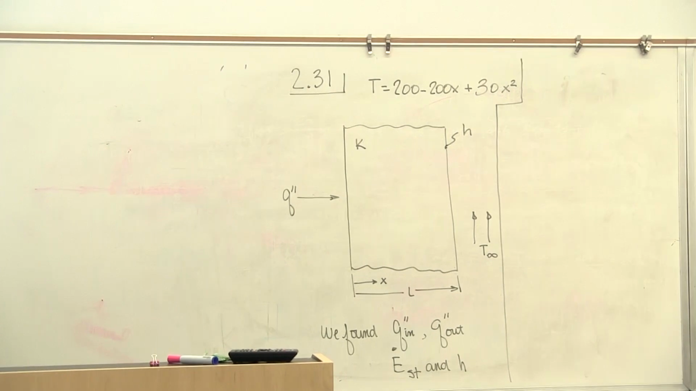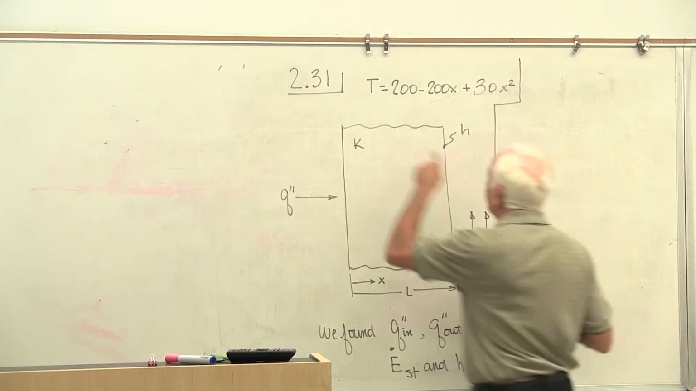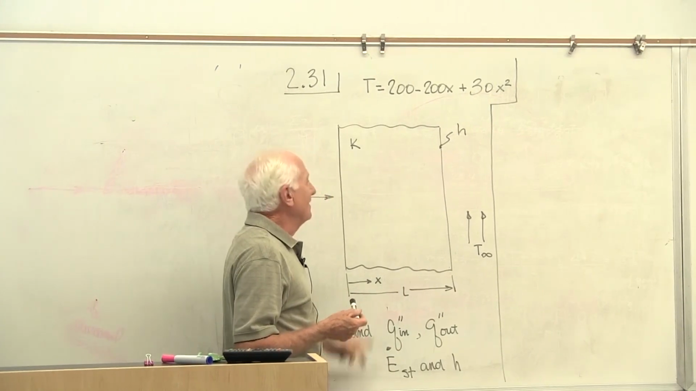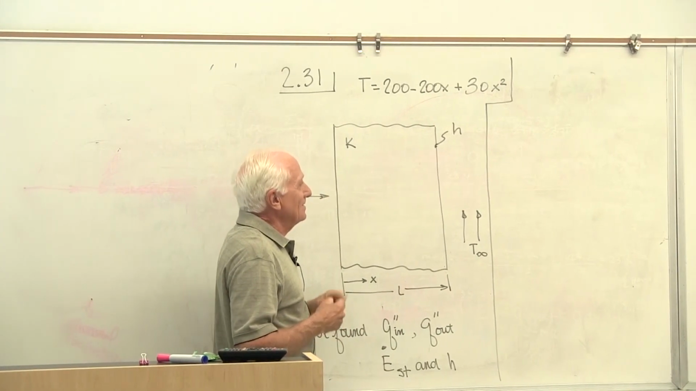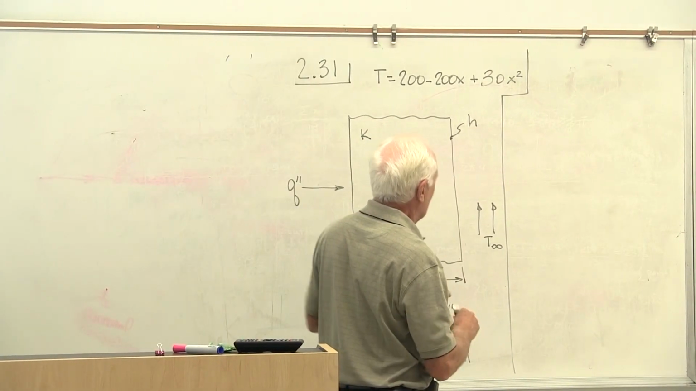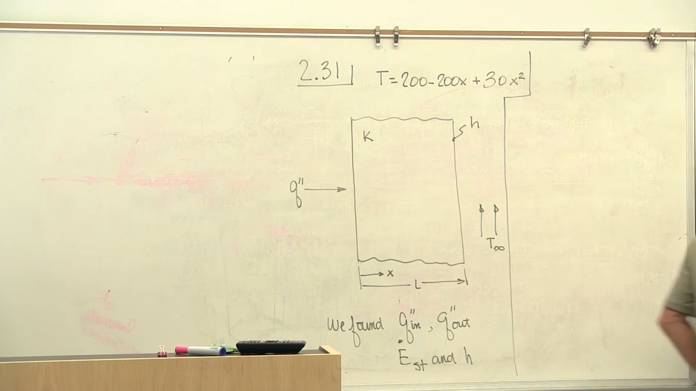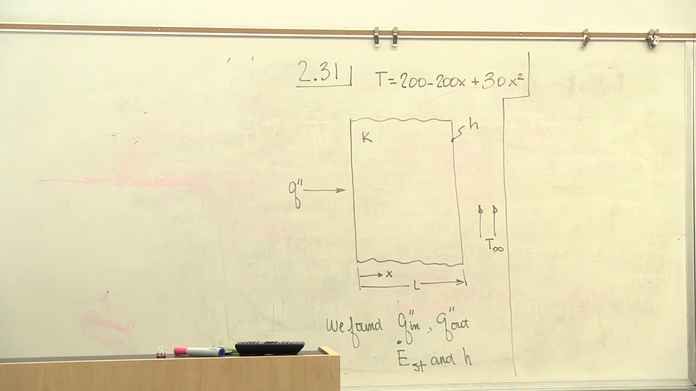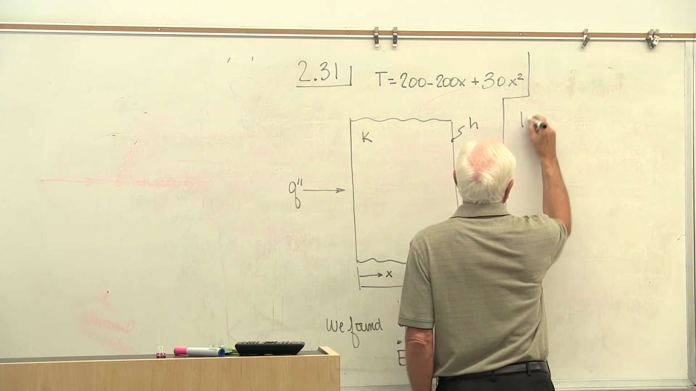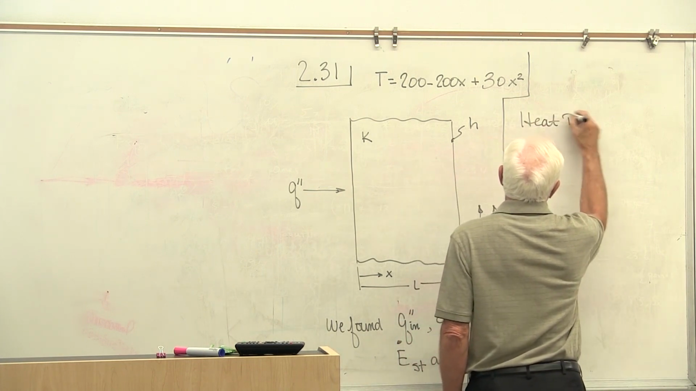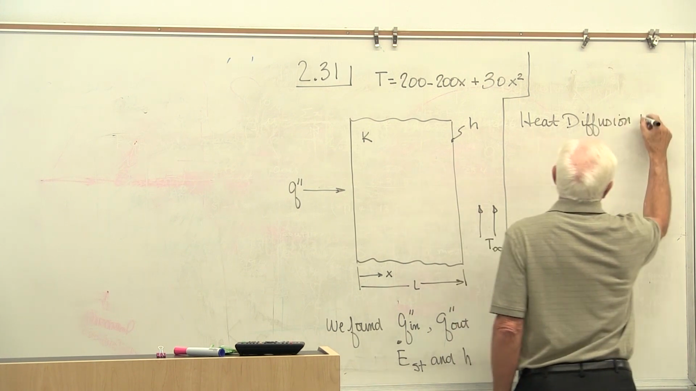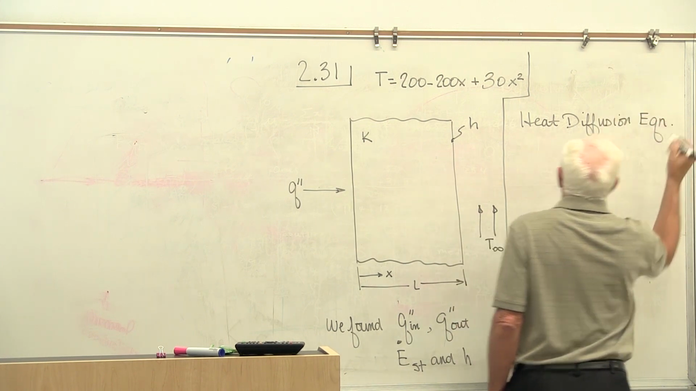So normally, we're asked to find that temperature distribution and then do things like this. So that's the difference in this problem and a real problem. All right, so how would we find that temperature distribution? Well, we go back in chapter 2 and we have the heat diffusion equation.